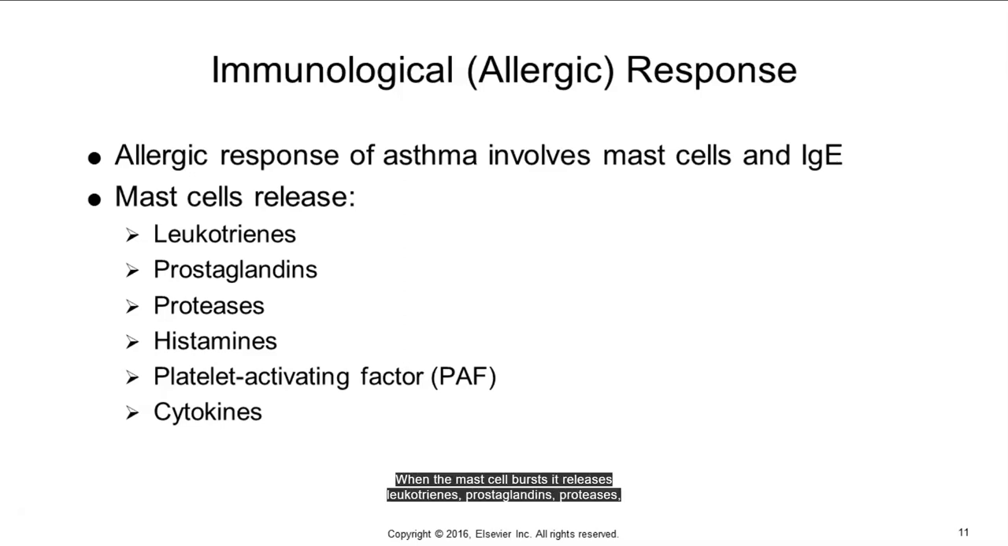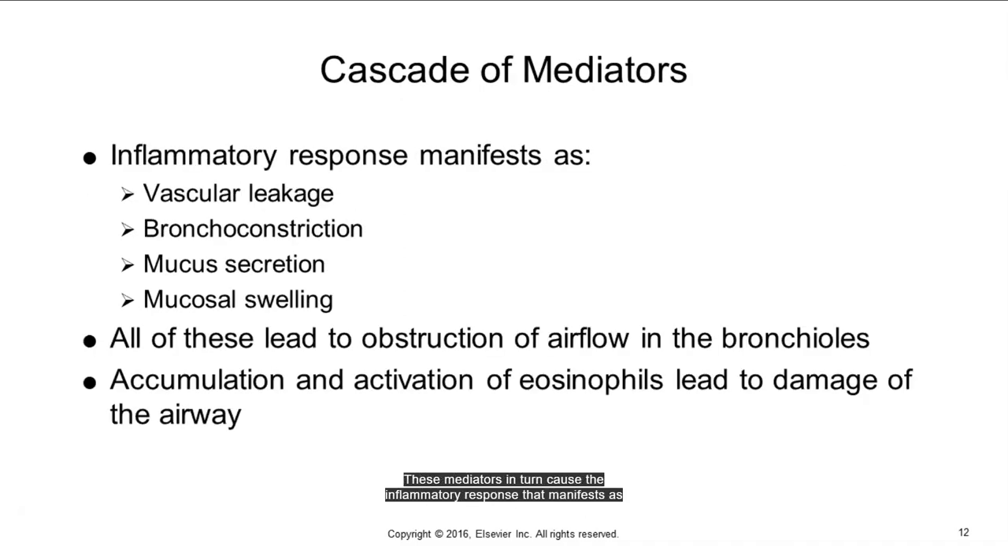When the mast cell bursts, it releases leukotrienes, prostaglandins, proteases, histamines, platelet activating factor or PAF, and cytokines. These mediators in turn cause the inflammatory response that manifests as vascular leakage, bronchoconstriction, mucus secretion, and mucosal swelling. Also, the release of eosinophils leads to further damage to the airways.